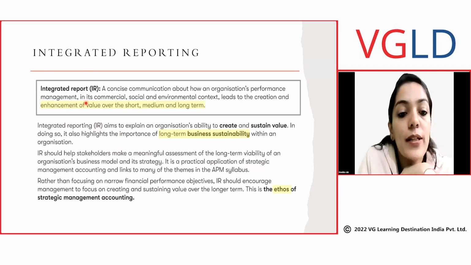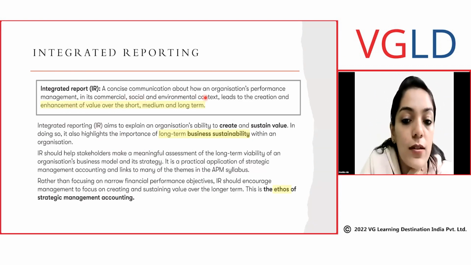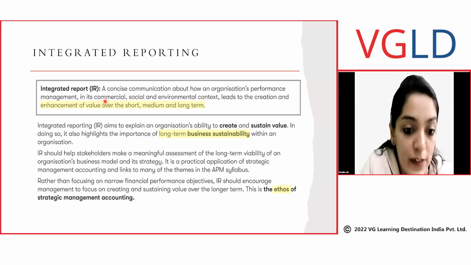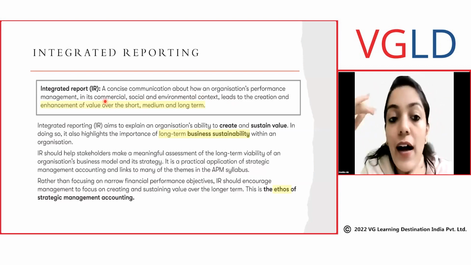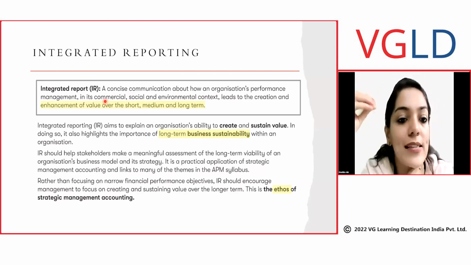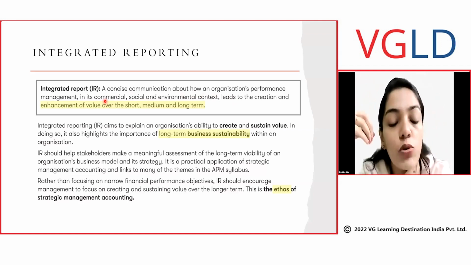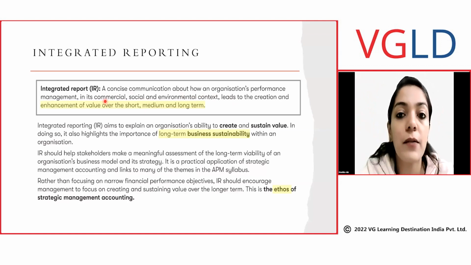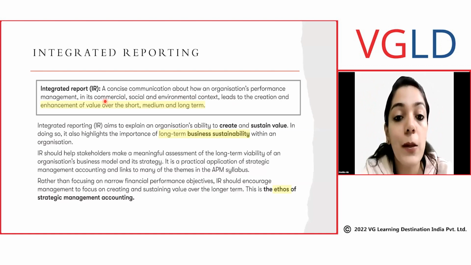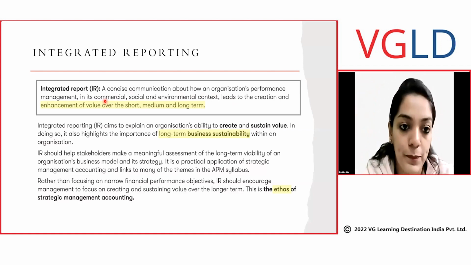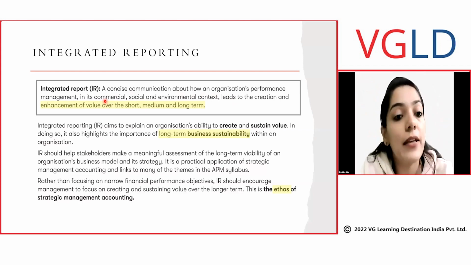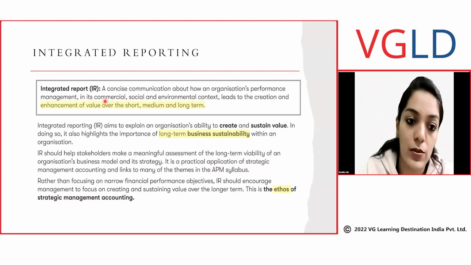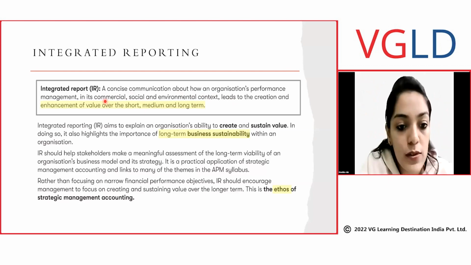So integrated report, it's a concise communication about how an organization's performance management. So in this entire subject now, you will see that the focus is not just on presenting financial information to the shareholders. Their focus is to ensure that the shareholders and the other stakeholders of the company are equally apprised about the different aspects of a company, which are not financial. So integrated report is a medium to convey that information to the shareholders, okay, and the other stakeholders, of course.